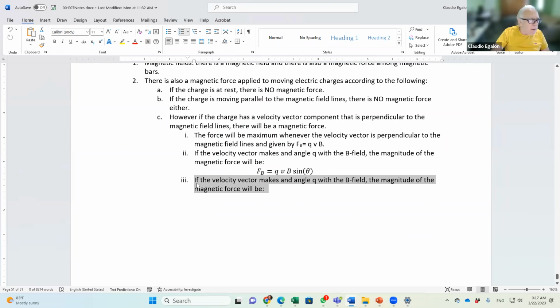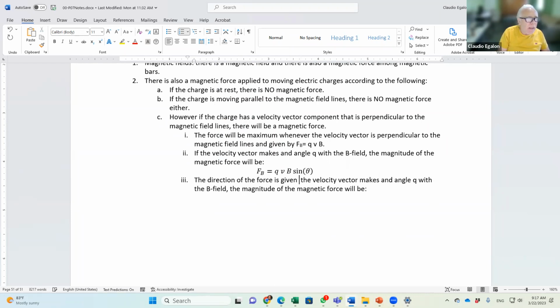That's just the magnitude, right? The direction of the force is given by the right hand rule. There are several ways of spelling out this rule. The one that I'm most familiar with and most books teach you is the following.